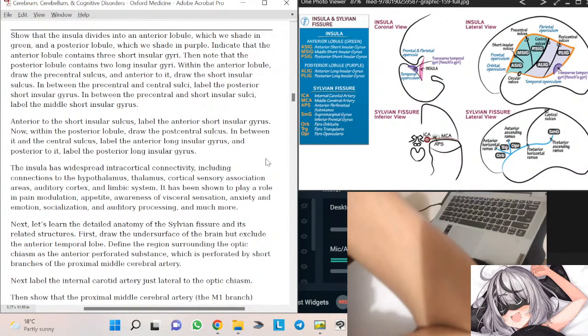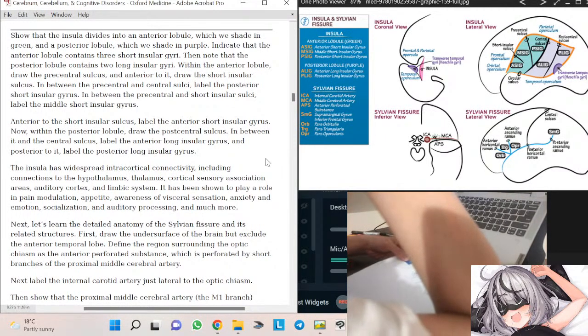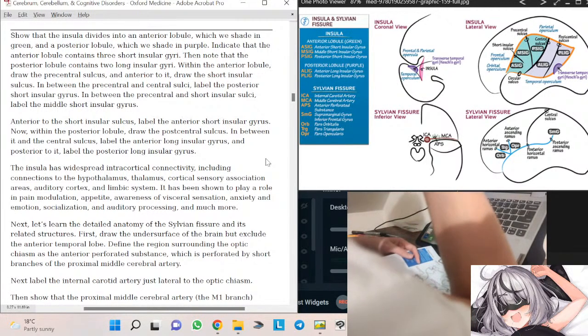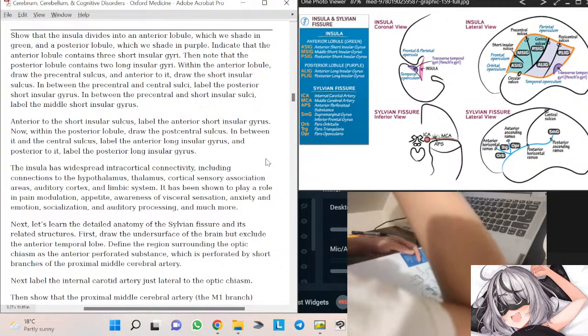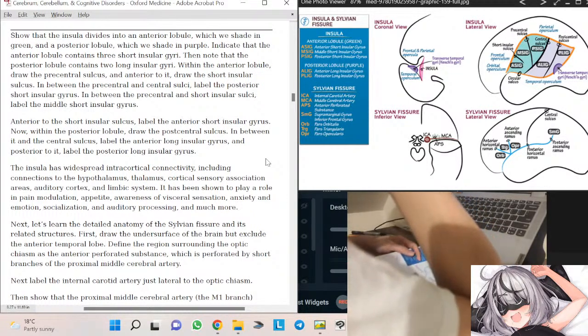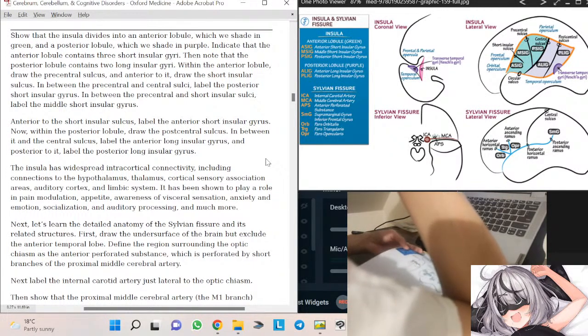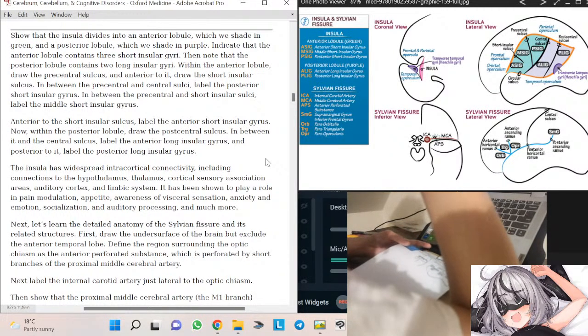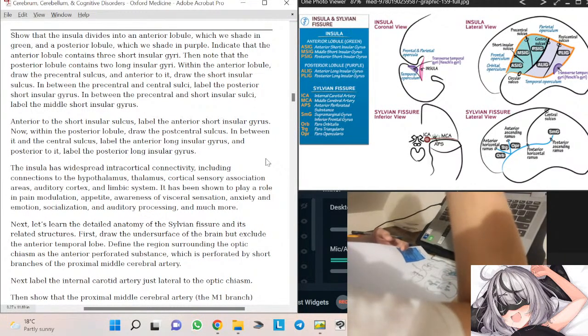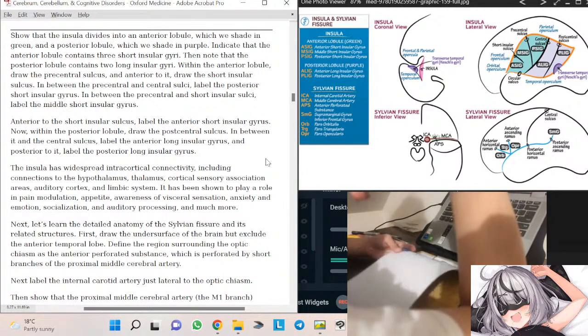Next, let's learn the detailed anatomy of the Sylvian fissure and its related structures. First, draw the undersurface of the brain, but exclude the anterior temporal lobe. Define the region surrounding the chiasma opticum as the anterior perforated substance, which is perforated by short branches of the proximal middle cerebral artery. Next, label the internal carotid artery just lateral to the chiasma opticum.